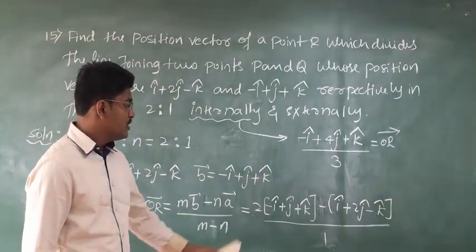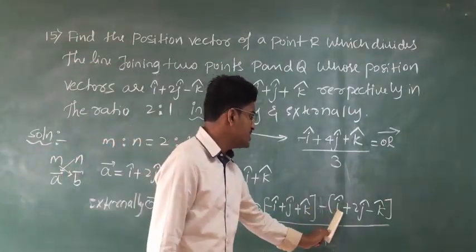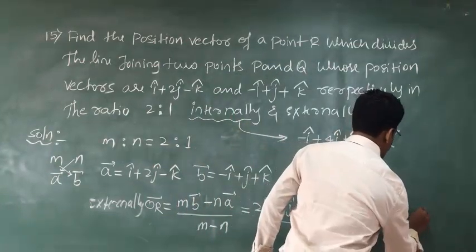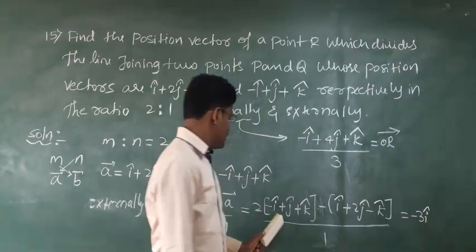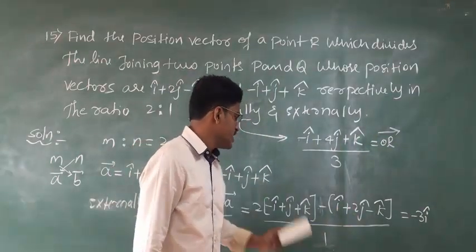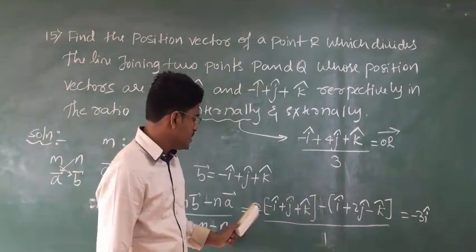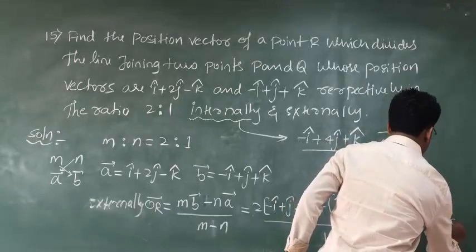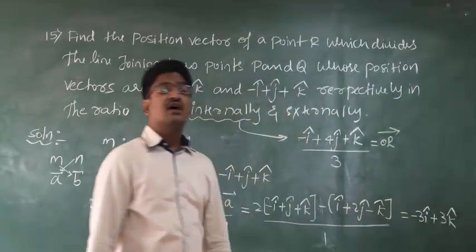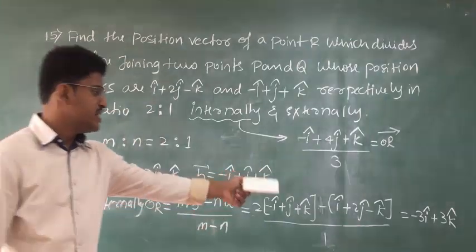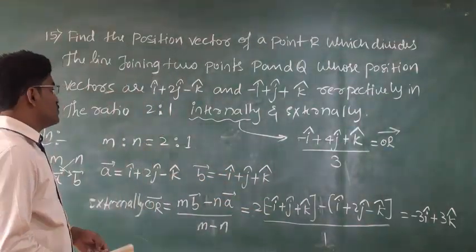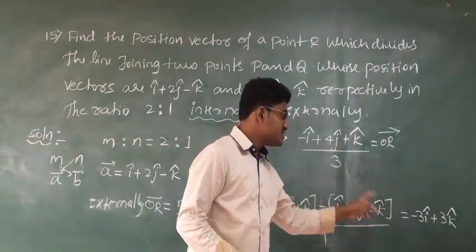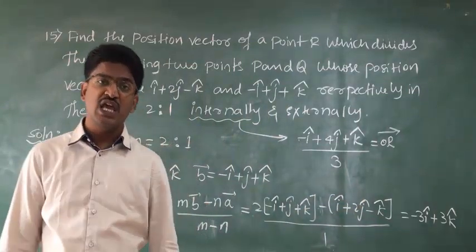No problem. Minus 2i cap minus i cap will be minus 3i cap. 2j cap minus 2j cap cancelled. 2k cap plus k cap, so it will be plus 3k cap. So this is externally, divided by 1. No problem. Okay. So internally is minus i cap plus 4j cap plus k cap divided by 3. Externally is minus 3i cap plus 3k cap.